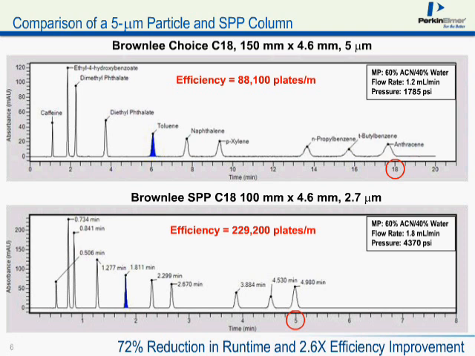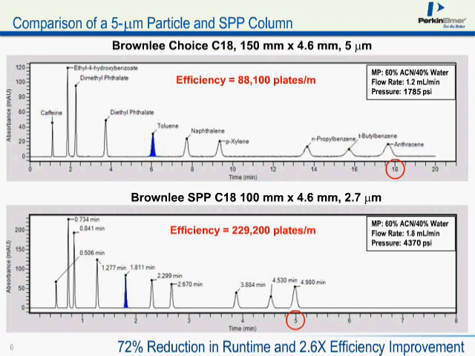The efficiency was calculated based on plates per meter, so that it is independent of the column size. You'll notice that the efficiency of this column is about 88,000 plates per meter, and that's based on that toluene peak that's highlighted in blue. And then in the bottom chromatogram, we ran this same test mix on a SPP column. The flow rate on this column was 1.8 milliliters per minute, because that is the optimum flow rate for that particular column. But you'll notice that you can run that same mix in about 5 minutes as compared to 18 minutes with the traditional column.